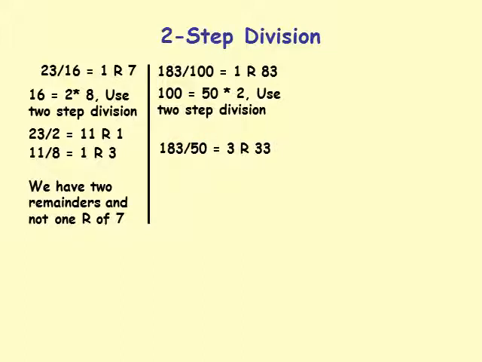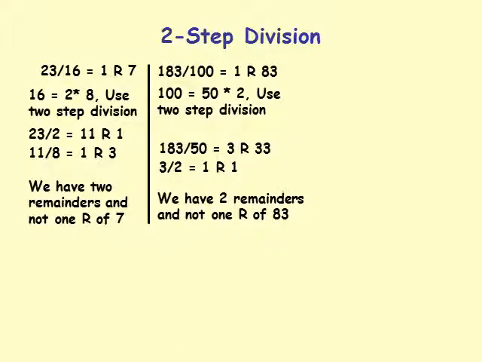So next I'm going to divide by 2. I'm going to divide this 3 here, which is the quotient from the first division, and I leave the remainder untouched. 3 divided by 2 is 1, remainder 1. Let us see what happened. Now we have two remainders again, 33 from the first division and 1 from the second division. And we were looking for one remainder of 83. Let's continue. Another example, please.